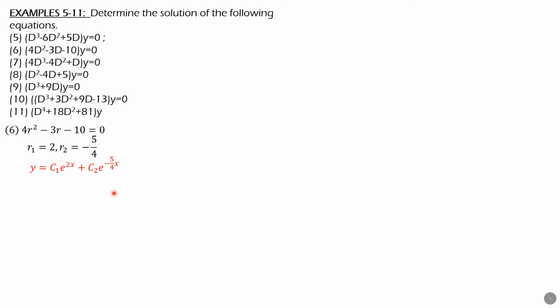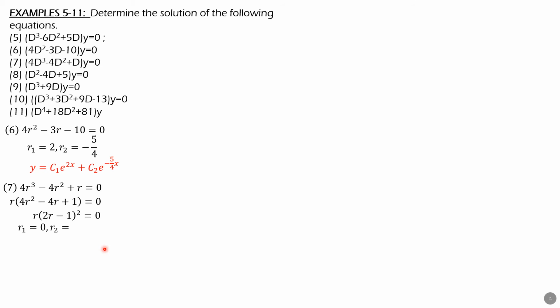Example 7, let's transform that to 4r cubed minus 4r squared plus r equals 0. Factor out r, and it becomes r times quantity 4r squared minus 4r plus 1 equals 0. And this is a perfect square trinomial, so r times quantity 2r minus 1 squared equals 0. So one real root is 0. The other roots are repeated twice: r2 equals r3 equals 1/2.